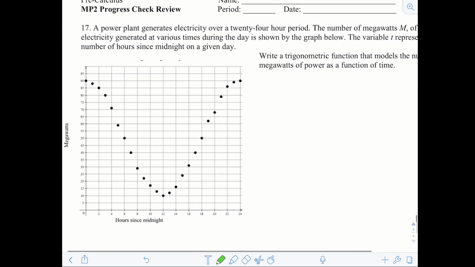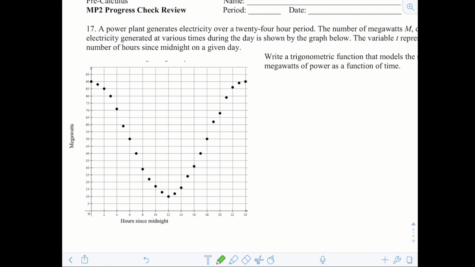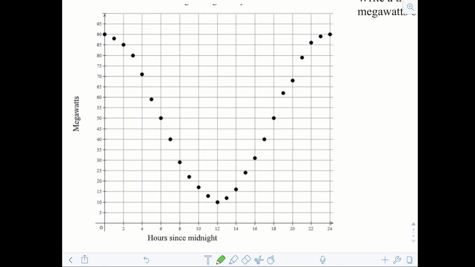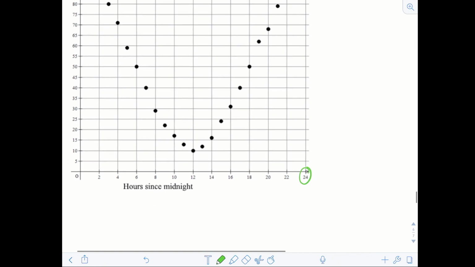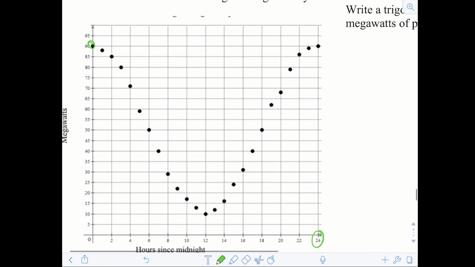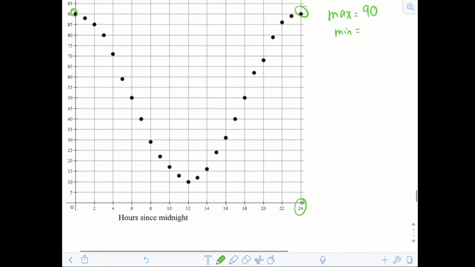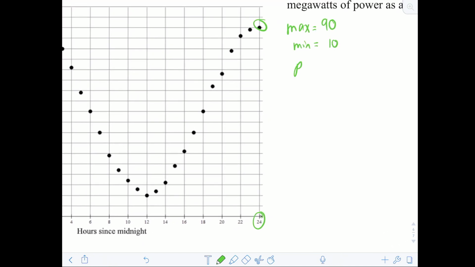Okay, number 17. It says a power plant generates electricity over a 24-hour period, and the graph looks specifically like this. A couple of things to notice. It's a 24-hour period, going from the high point to the high point. So the max is 90, the min looks like it's going to be 10, and my period is 24.